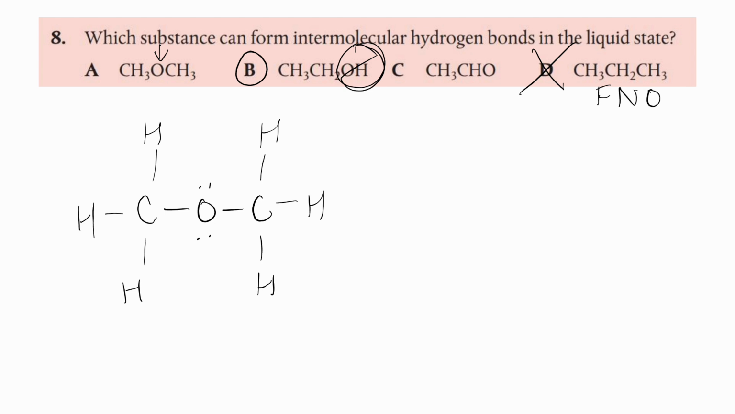And then the reason C is not hydrogen bonding is because the H is connected to the C and the O is double bonded to the C. So it would look something like this, which clearly shows that oxygen is not connected to a hydrogen. So B is the correct answer.